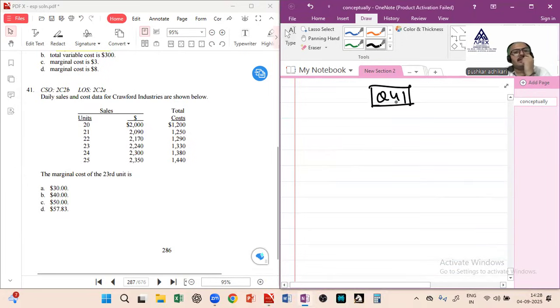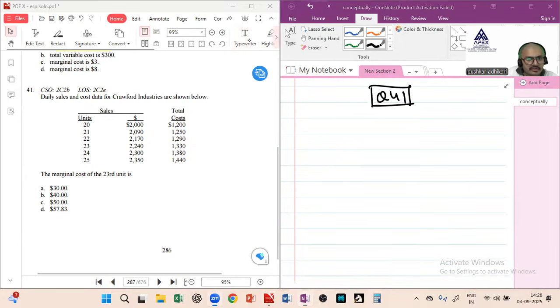Daily sales and cost data for Crawford Industries is shown below. Sales in dollars and cost are given. Marginal cost of the 23rd unit is going to be 2240 minus 2170. What is your answer, please? If I take it like this, I can calculate the marginal cost of each of the units, but let's just do it for the relevant one.